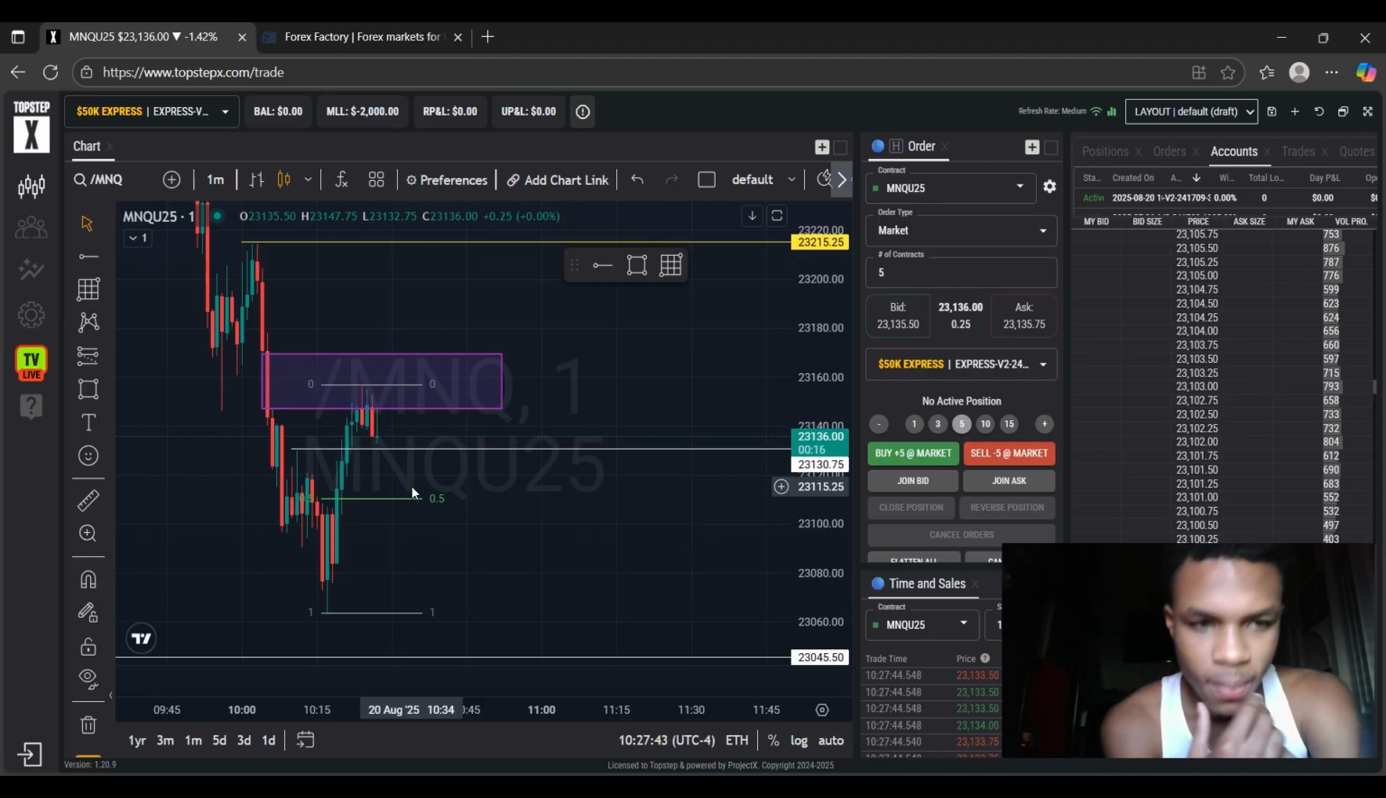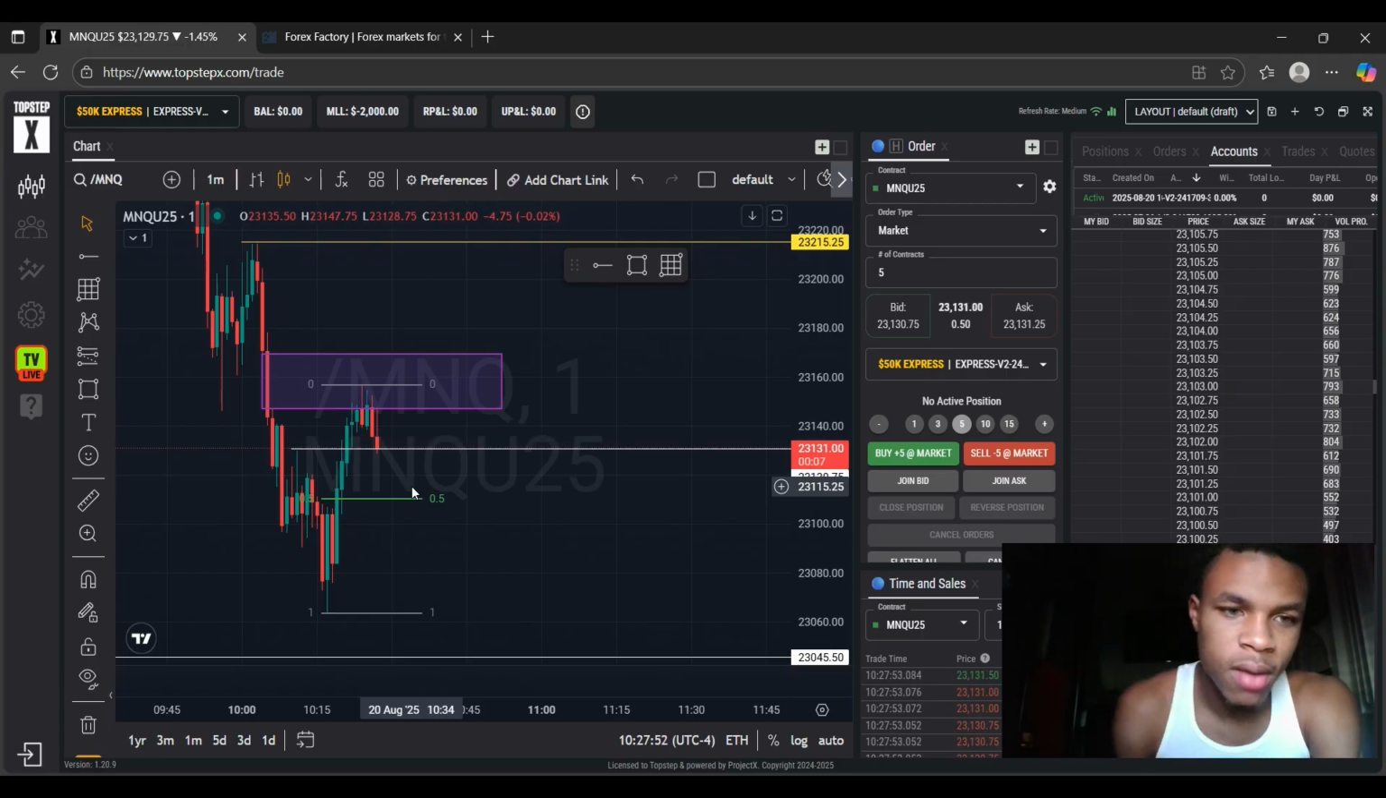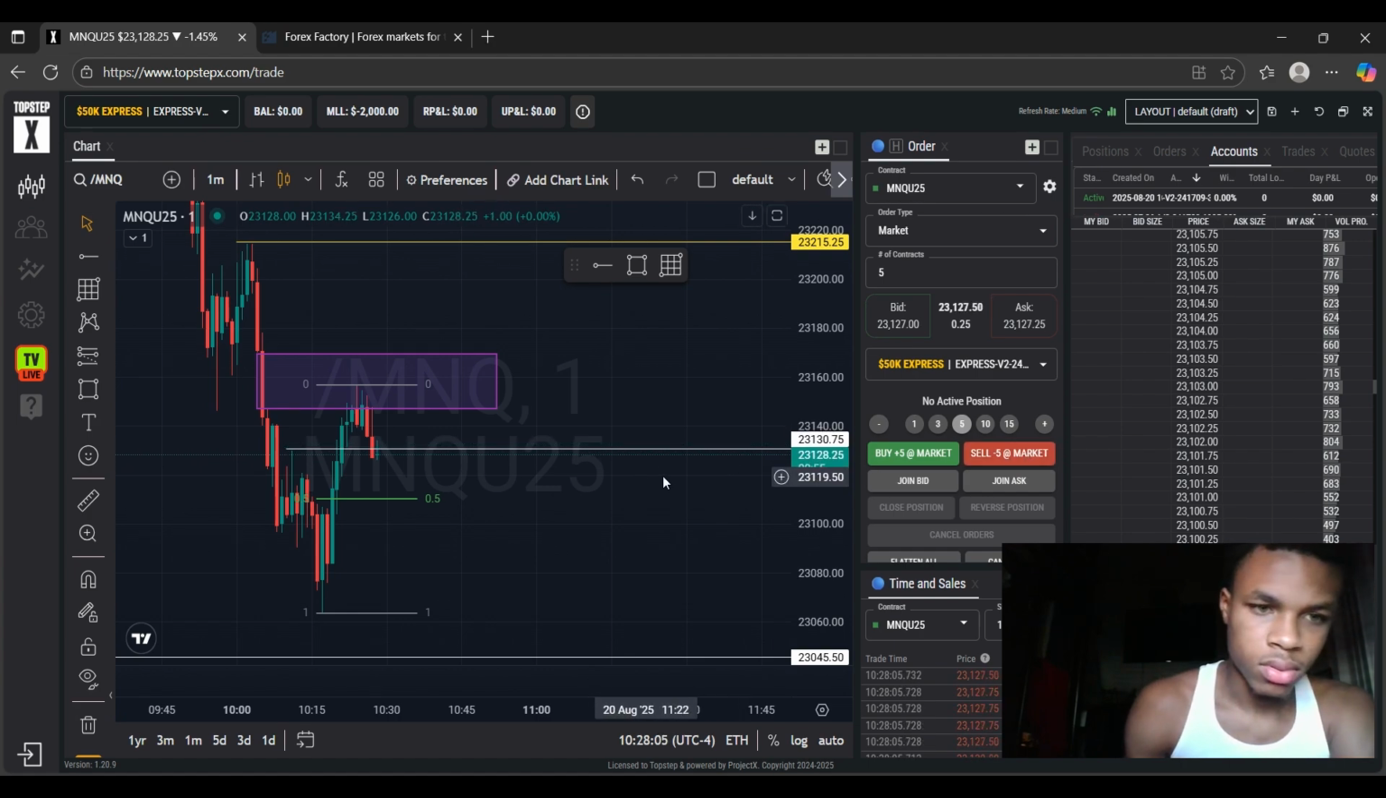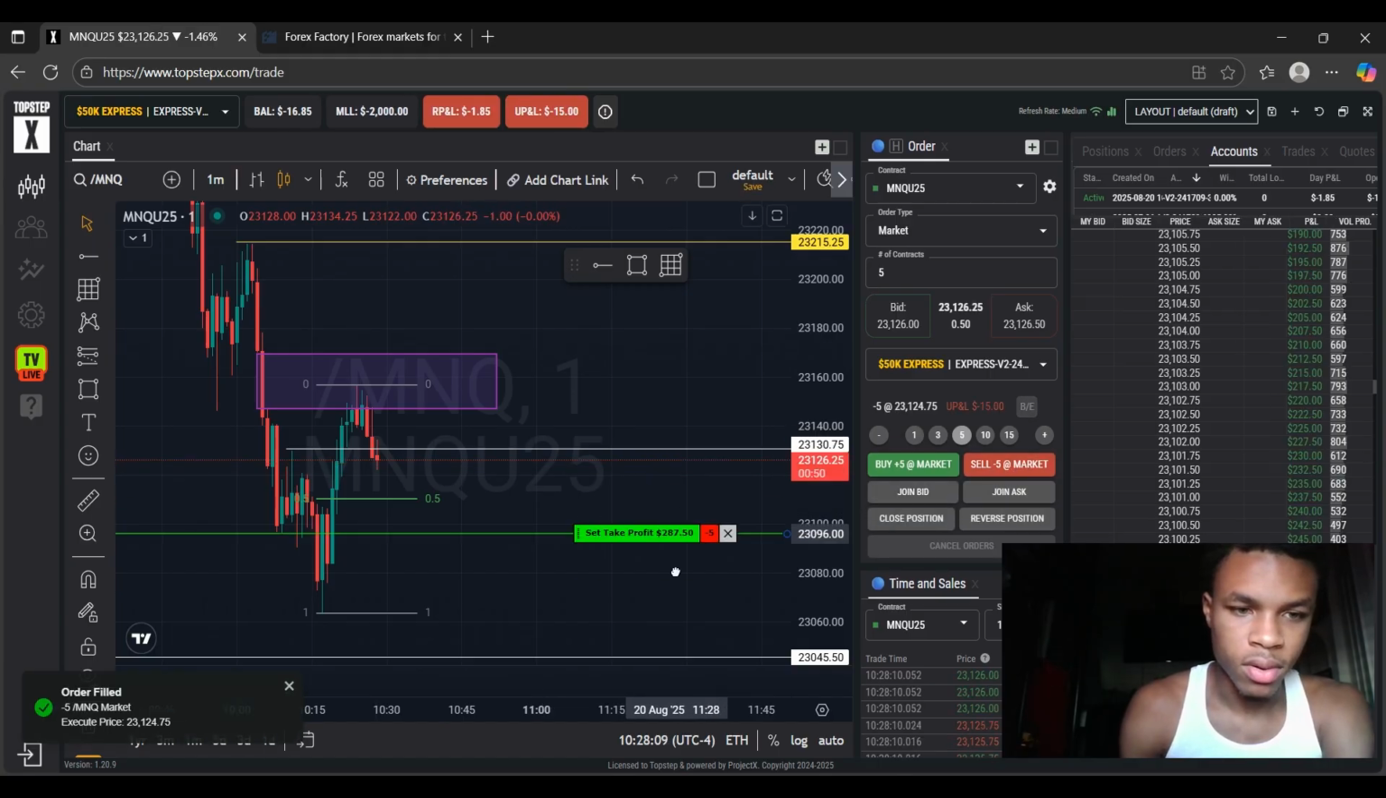Man, see if we can get this breaker structure to the downside. If we get that, that's cool. I wouldn't mind entering because, like I said, we're on micros. A losing trade isn't going to destroy the account if we're on micros. Minis, I meant to say. All right. Order filled.